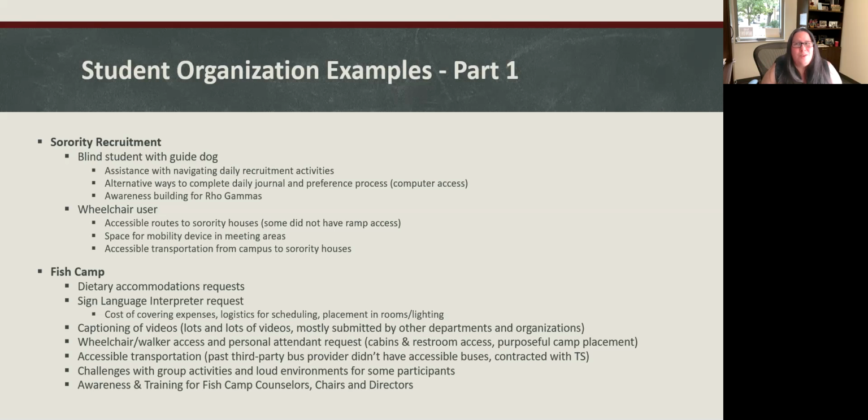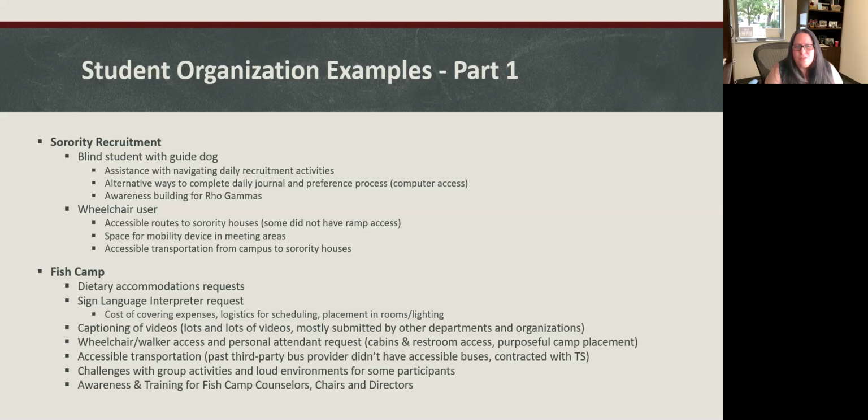So, Fish Camp. We've had a lot of Fish Camp stuff in the 15 years or so I've been here. It's a 4-day, 3-night retreat. A lot of things come into play when you start talking about overnight activities and such. So dietary accommodation requests, they do this all the time, for people who have a variety of dietary needs.